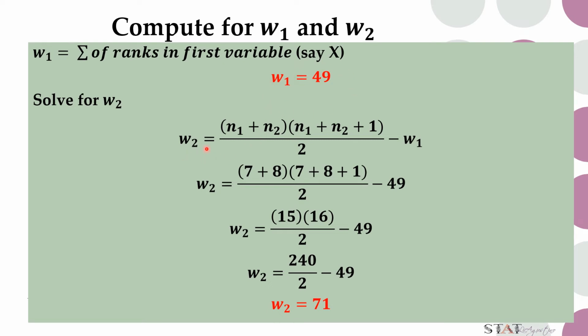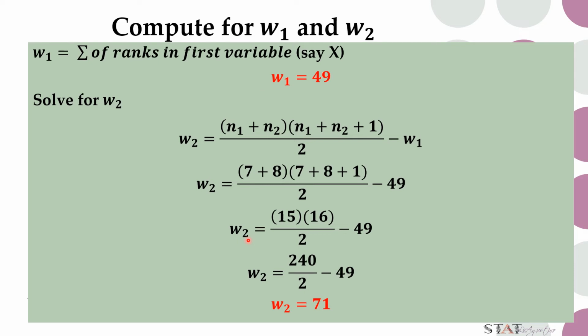And then W2 is N1 plus N2 multiplied by N1 plus N2 plus 1, divided by 2, minus W1. So this W1, we've taken it as the lower, so the Wilcoxon value among the two groups with the lowest value. So now substitute this one, 7. Because in group X, we have 7 observations, 7 plus 8 multiplied by 7 plus 8 plus 1, divided by 2, minus 49. So this is the W1.